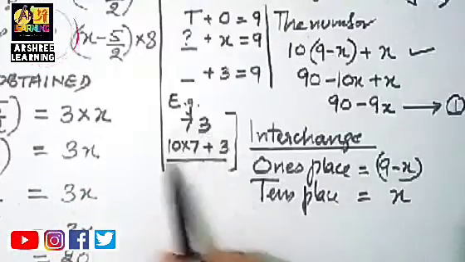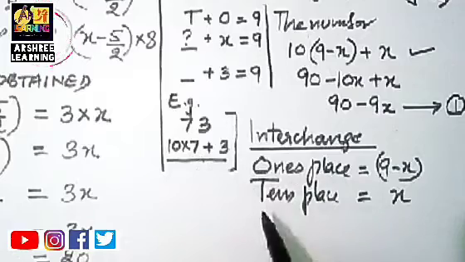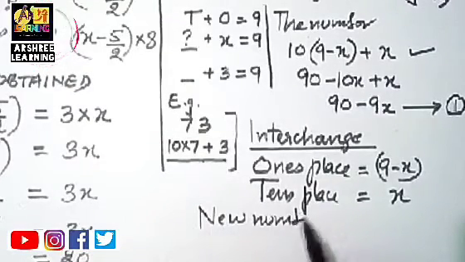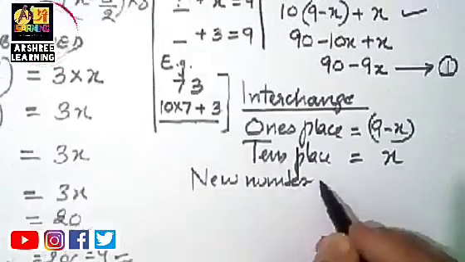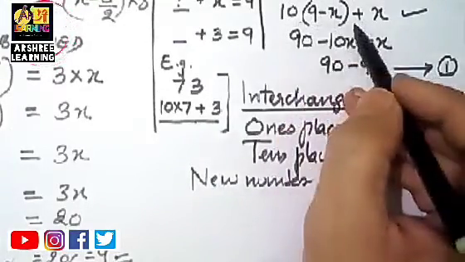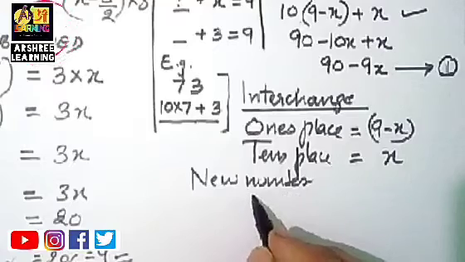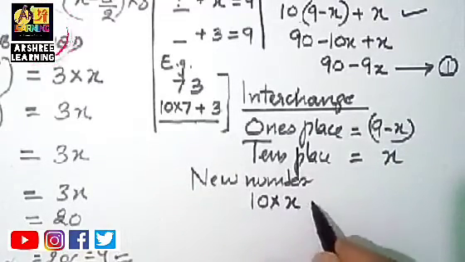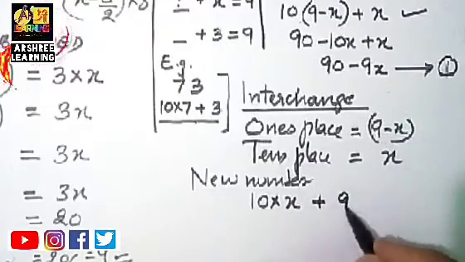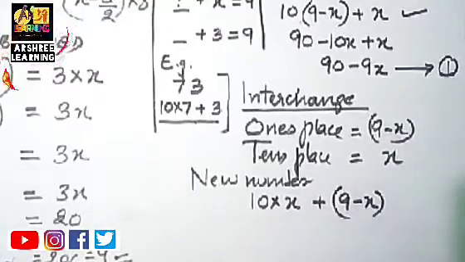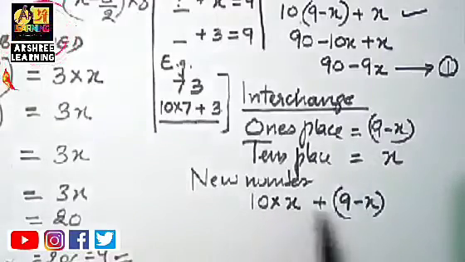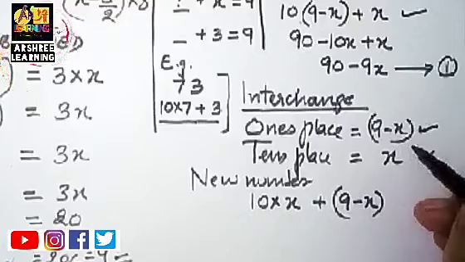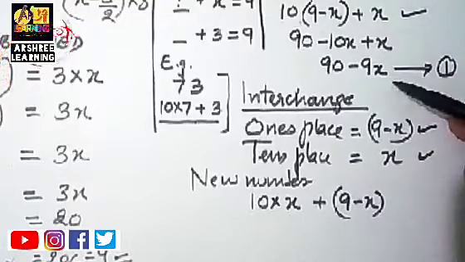Now keeping this example in mind, we will again multiply for the new number. Your new number will become 10 multiplied with x, plus 9 minus x. The new number will have the tens place multiplied by 10 and the ones place number will be added. These are the interchanged numbers. Earlier they were this, now they have changed.